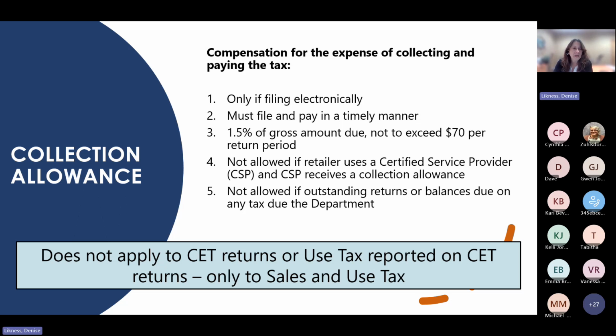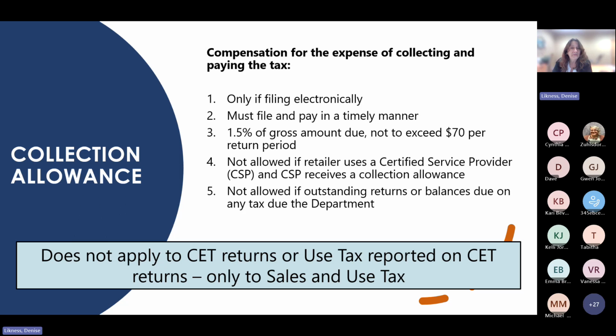Okay, collection allowance. Basically, the collection allowance is compensation from us for the expense of collecting and paying the tax. In 2014, this was enacted. It states that we'll give you a certain amount of money back if you file the returns, but only if you file electronically, and you also must file and pay in a timely manner. It's 1.5% of the gross amount due, but it does not exceed $70. That's the maximum. It's not allowed if the retailer uses a CSP, and it's not allowed if outstanding returns or balances are due.